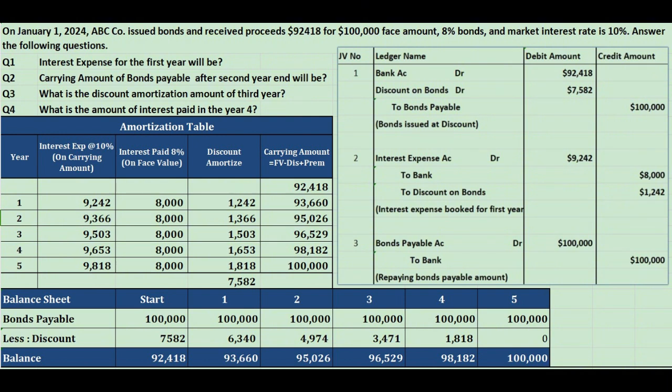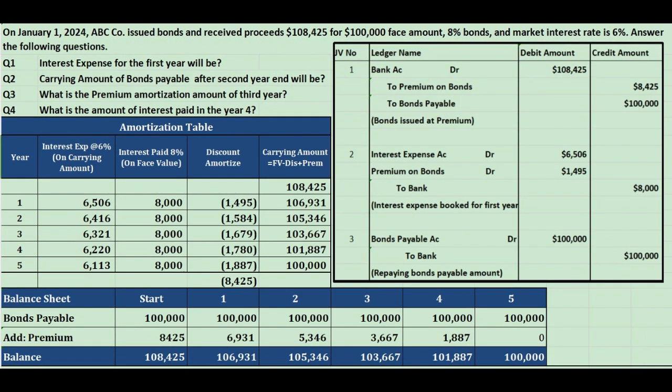Let's take an example of bonds issued at premium. So when market interest is lower than the stated interest rate of bonds, then bonds will be issued at premium. On January 1, 2024, ABC Company issued bonds and received proceeds $108,425 for $100,000 face amount, 8% bonds, and market interest rate is 6%. Answer the following questions. Again, we prepare an amortization table.